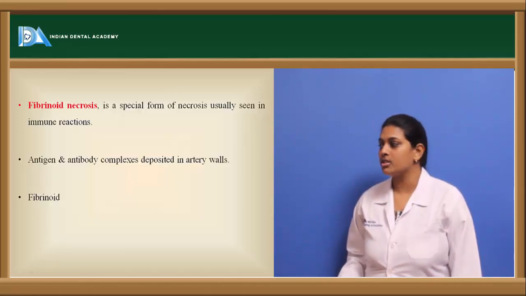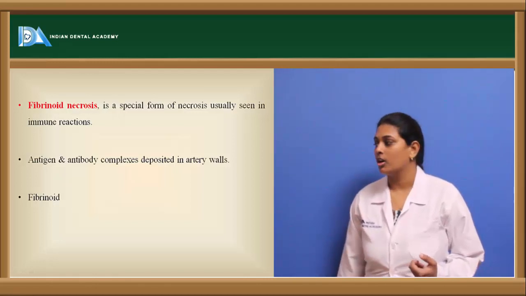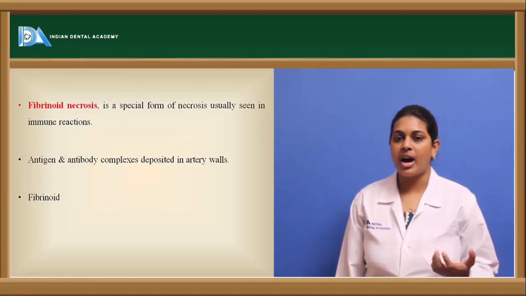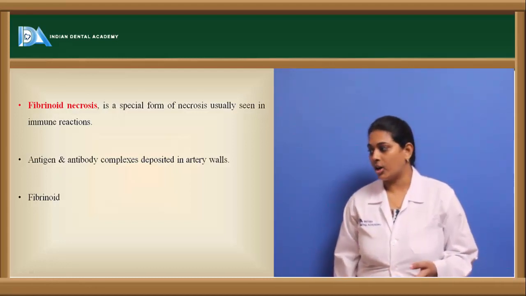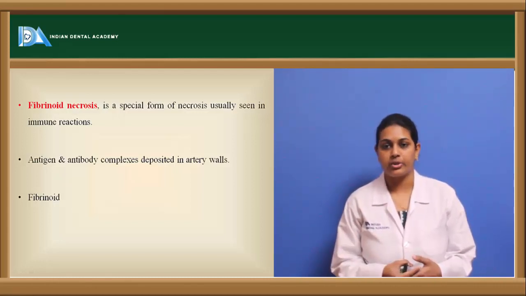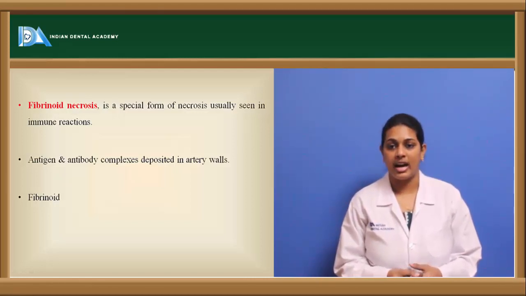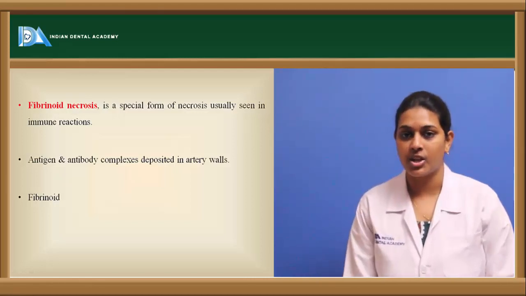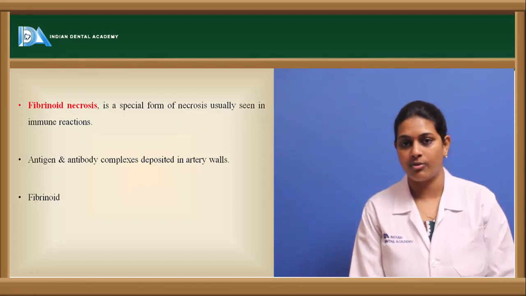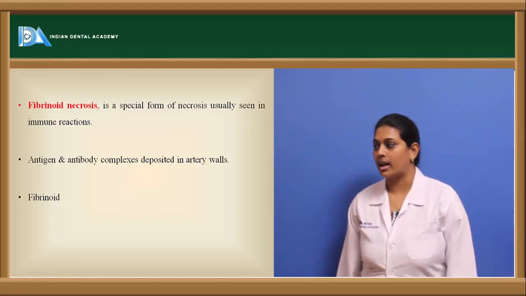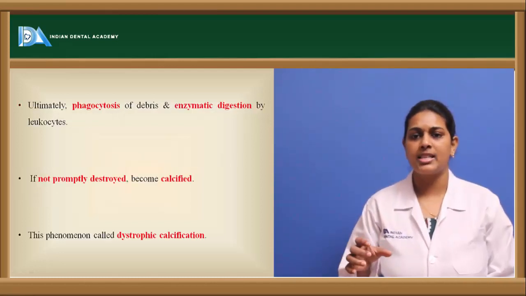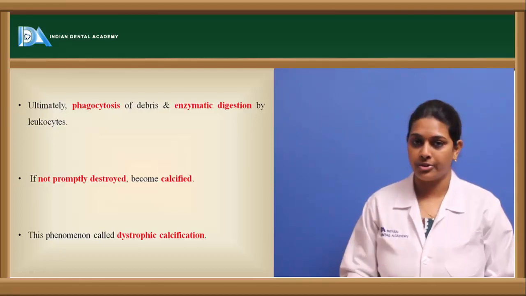Coming to the fibrinoid necrosis, it is a special form of necrosis which is usually seen in case of immune reactions. As a part of the complement system, the antigen and antibody complexes are structures which mutually interact with each other, but when these structures are damaged or there is any defect in these structures and they do not function properly, and they are deposited in the arterial wall, they result in fibrinoid necrosis. That gives the name fibrinoid, that is, fibrin-like necrosis. It appears as a fibrin-like necrosis, that is, a network of thread form.